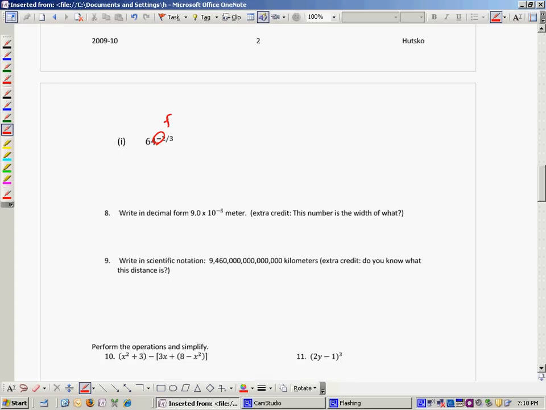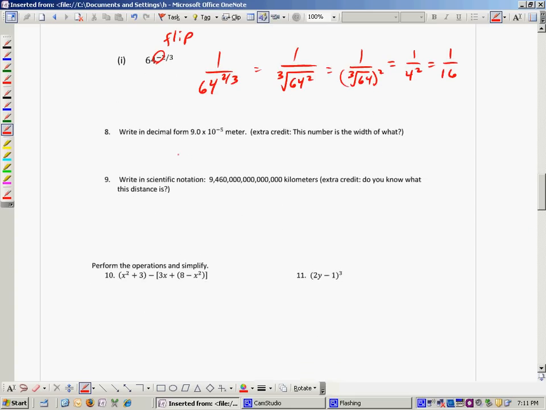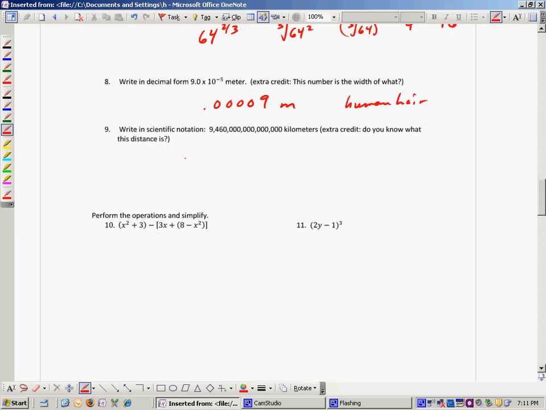Big problems with I. The negative exponent means flip. So you got 1 over 64 to the 2/3. Then some of you did do this, but you had trouble dealing with the 64 squared. Fine. You don't have to deal with the 64 squared if you bring the square outside. The cube root of 64 is 4, so you end up with 1 over 4 squared, which is 1 over 16. In decimal form, not many big problems there, and it turns out that this is the width of a human hair. I think two of you got that, I believe.